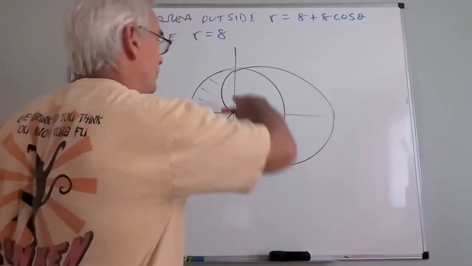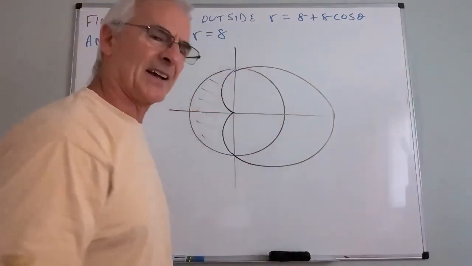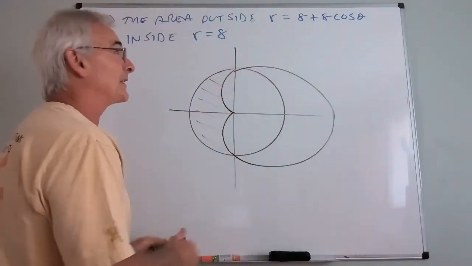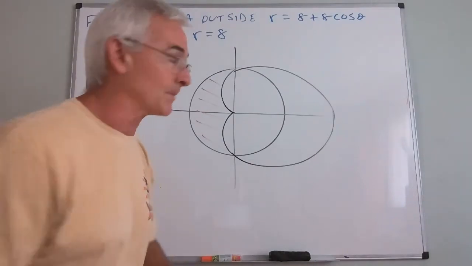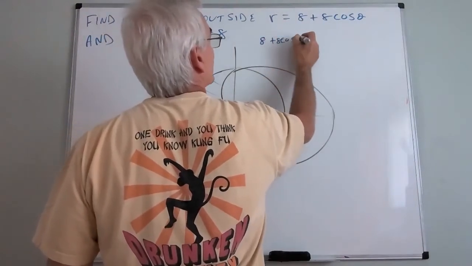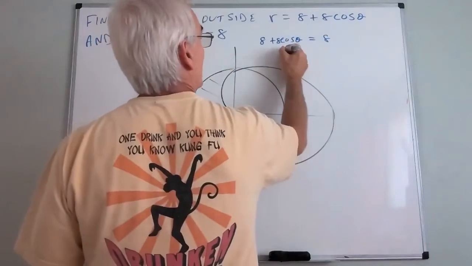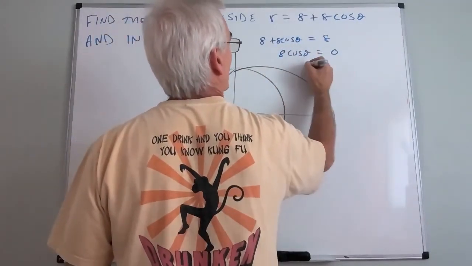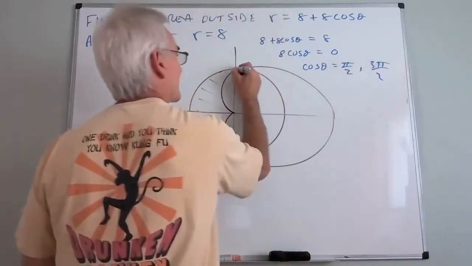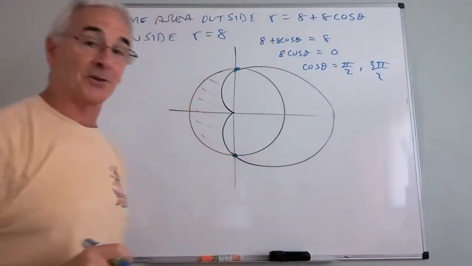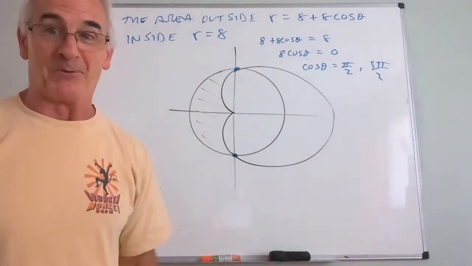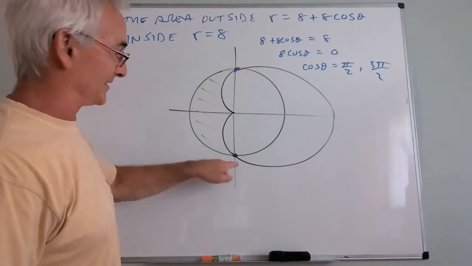Now, here's something do not take for granted. I need to know where these intersect, because if they intersect somewhere out here in the first quadrant or somewhere over here in the second, that would make it really, really difficult for me to figure out my limits of integration. So all we need to do is set these two equal. So let's set 8 plus 8 cos theta equal to 8. Well, then that would mean that 8 cos theta equals 0. So that would mean that theta is pi over 2 or 3 pi over 2, which means they intersect right here and right here. Would you say that's a really convenient place? Yeah. Anywhere else that would have been really inconvenient. They intersect right on the axis.